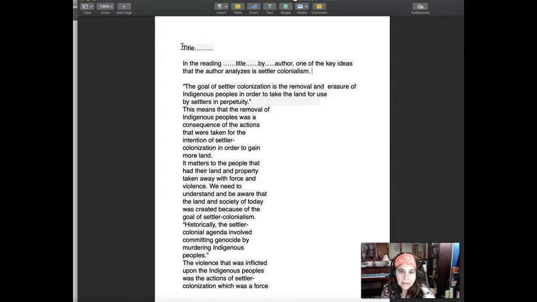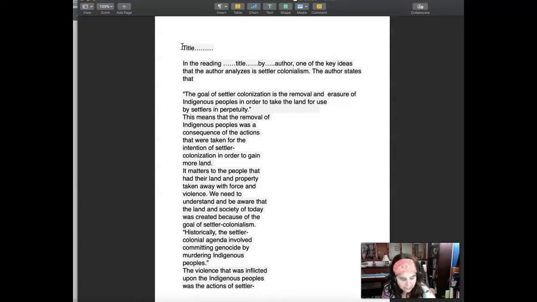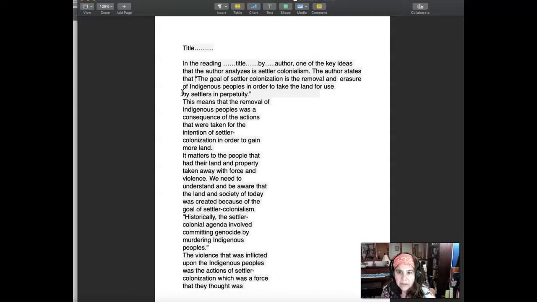And then the author states that, and then we can use this quote. It's a good quote. So I just fix this part. The goal of settler colonialism. So that's her definition, actually. And then she wrote, here in her own words. So we're just gonna take it again.